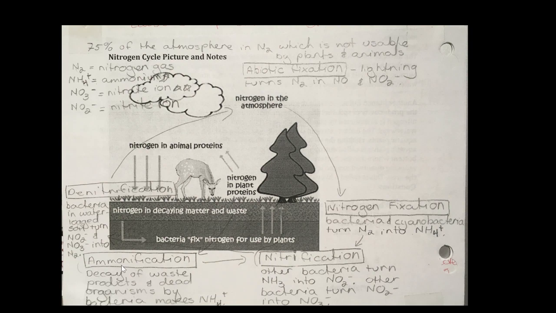So what happens? That goes into ammonification. And so those waste products and dead things decay, and the bacteria turn it into ammonium, back to nitrification and denitrification. Bacteria in waterlogged soil turns it into nitrogen gas, which comes back out here.